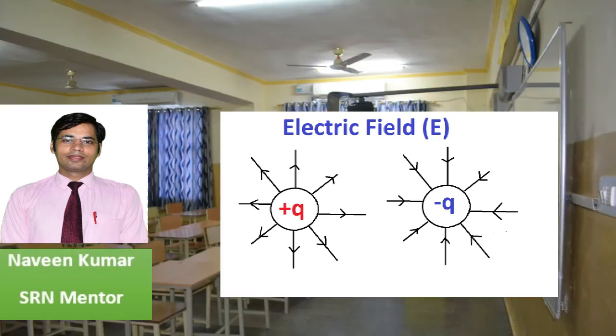To find the electric field due to a point charge q at a point at a distance r from the point charge, we put a positive test charge q naught at that point. From Coulomb's law, the electrostatic force acting on q naught is F equals 1 upon 4 pi epsilon naught times q q naught divided by r square. The direction of force is directly away from the point charge if q is positive and directly inwards towards the point charge if q is negative.